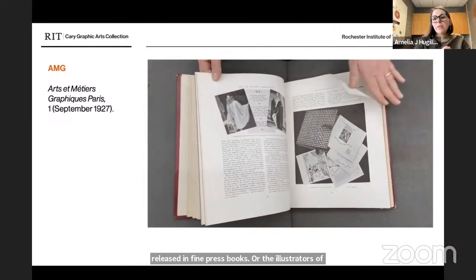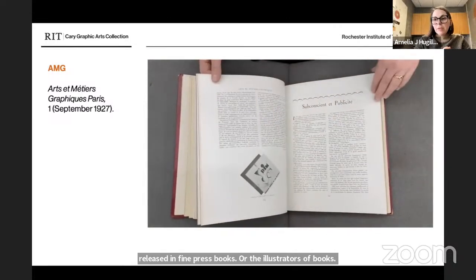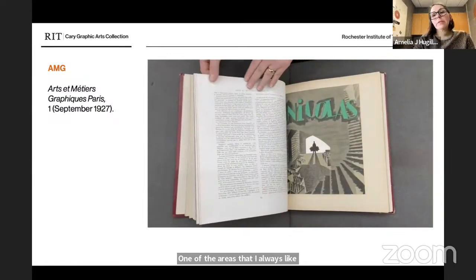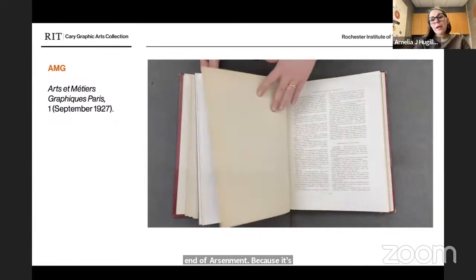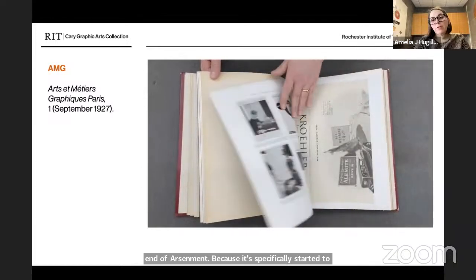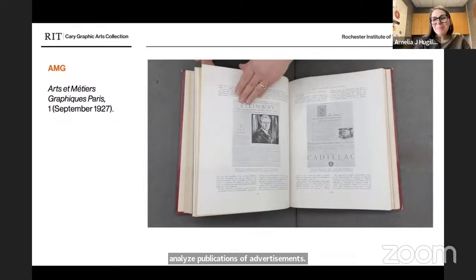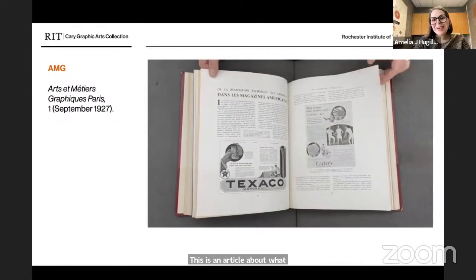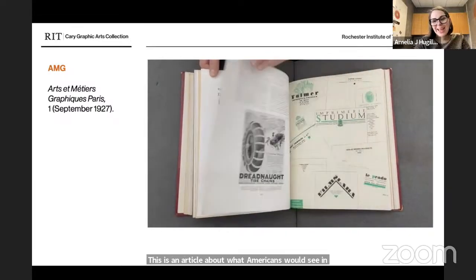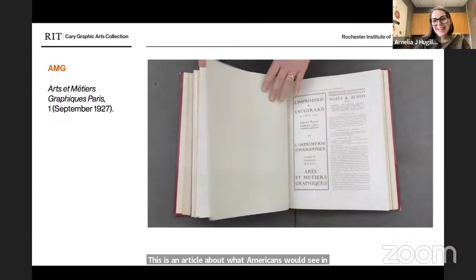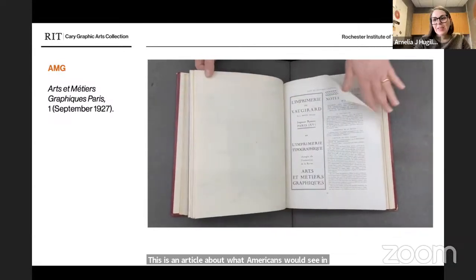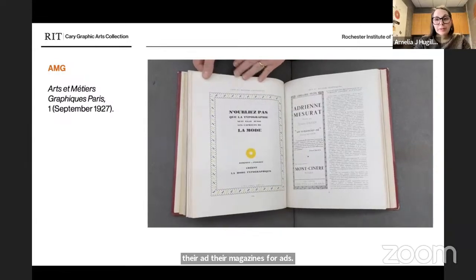One of the areas that I always like to look at is the end of Arts et Métiers Graphiques, because it specifically started to analyze publications of advertisements. This is an article about what Americans would see in their magazines for ads. And then the ads and the notices about what was going on in Paris during that time.